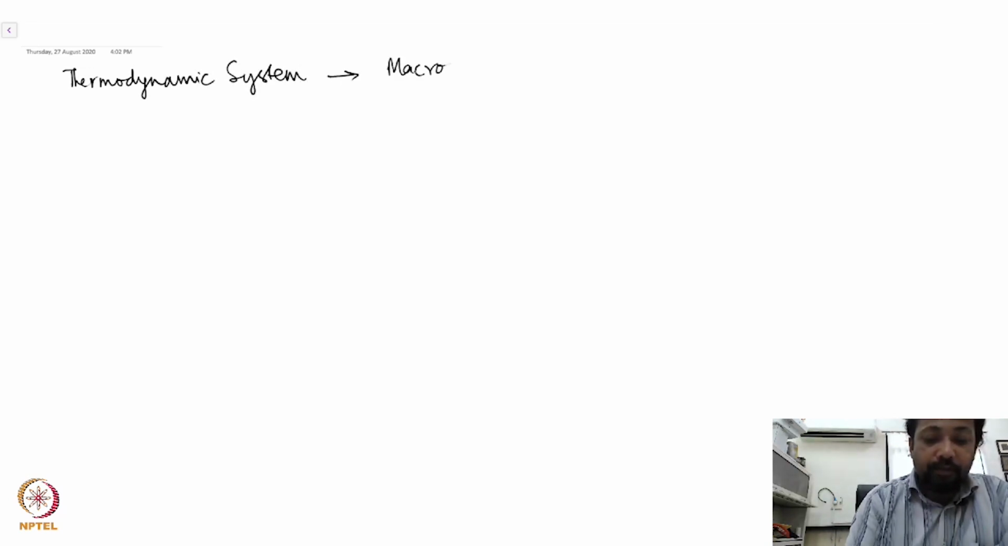Now, in the last class, we had seen what thermodynamics is all about: given a thermodynamic system, how do I describe the system? We describe the system using a set of macroscopic variables. Today, our starting point of the discussion is with the laws of thermodynamics.